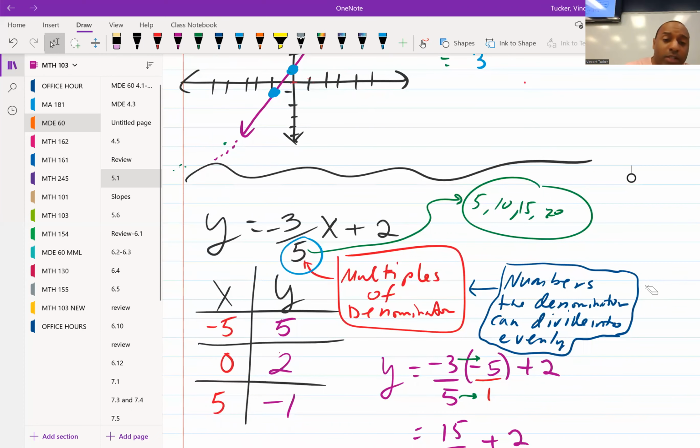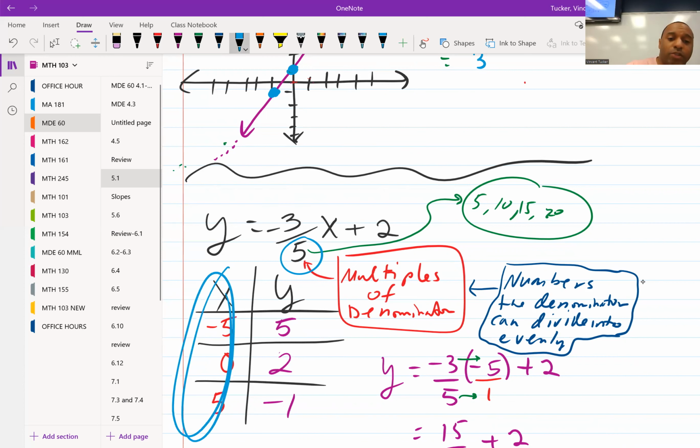Here we have 5 as our denominator. So I'm going to choose, you see my red statement, multiples of my denominator. That means I'm going to choose multiples of 5, numbers that the denominator can divide into evenly. So we're talking about multiples of 5: 10, 15, 20, 25, 30. So anything that 5 can divide into evenly. If there was a 7 down there, then anything 7 can divide into evenly. 11, anything 11 can divide into evenly. Those are the values you would choose if you have a fraction involved.